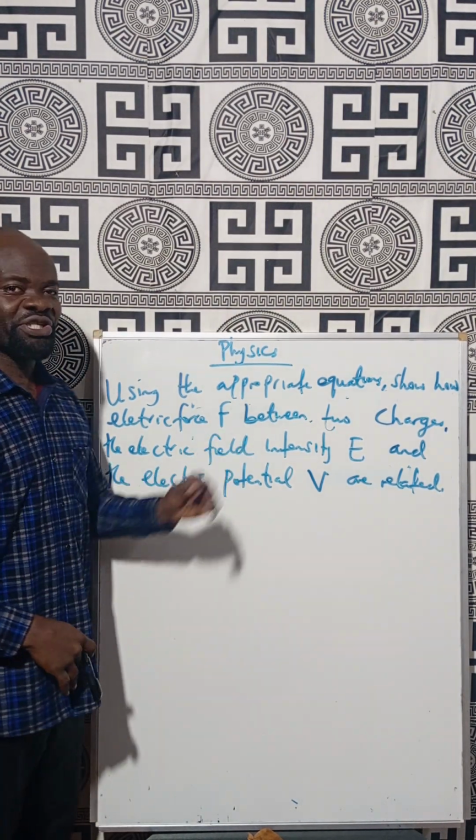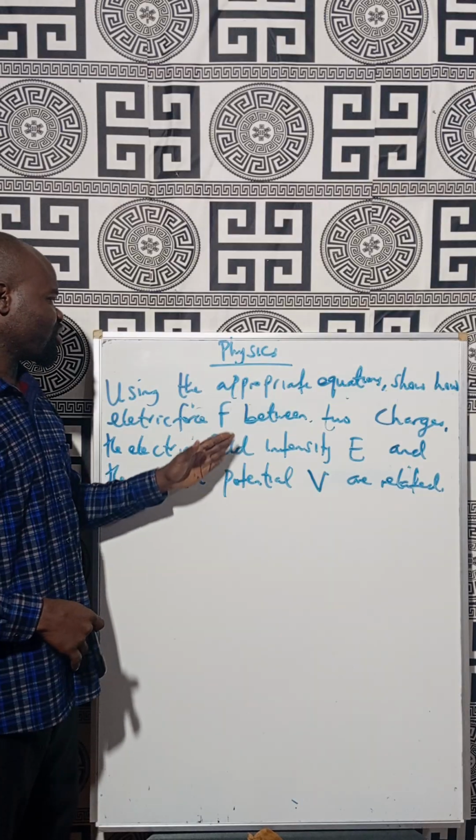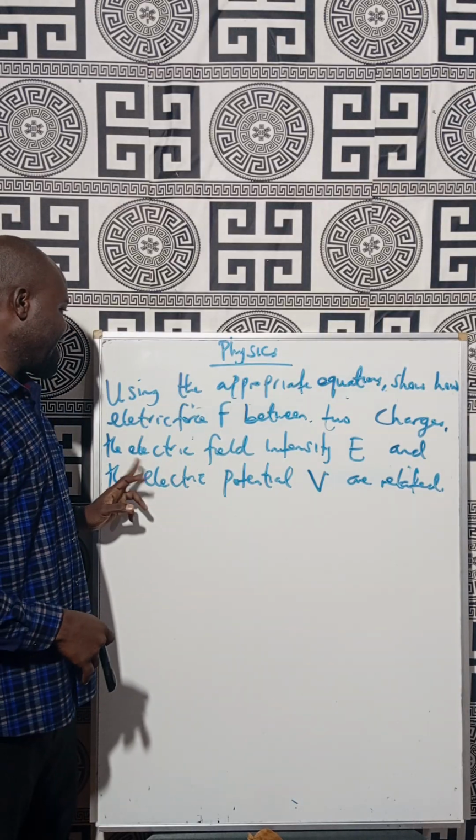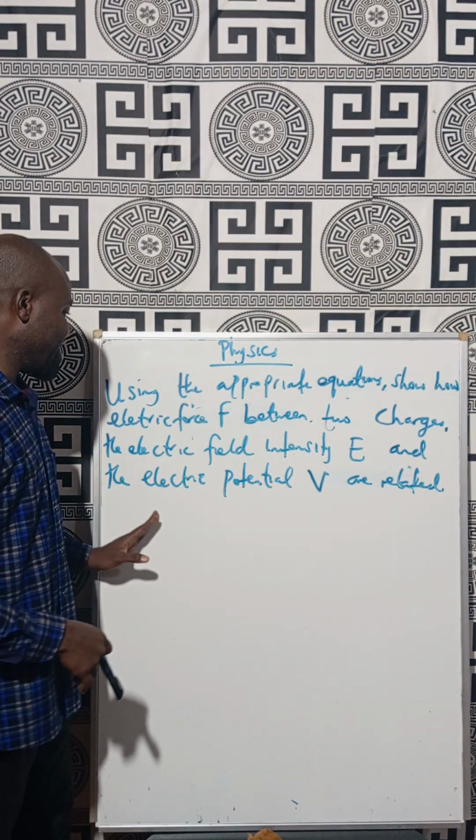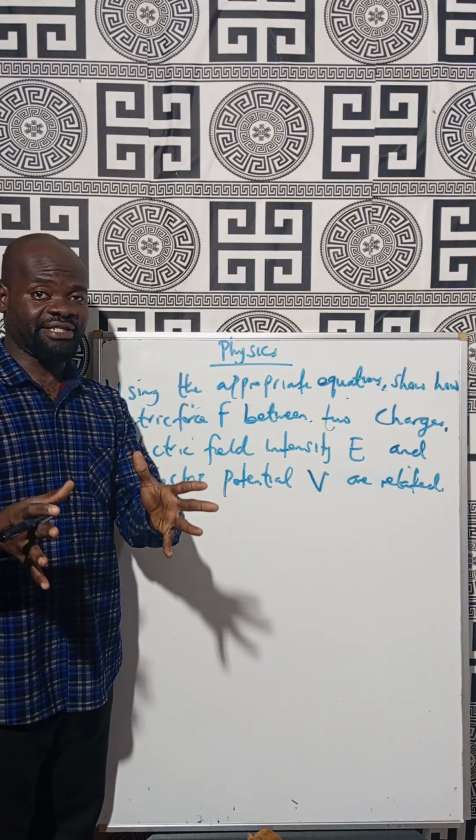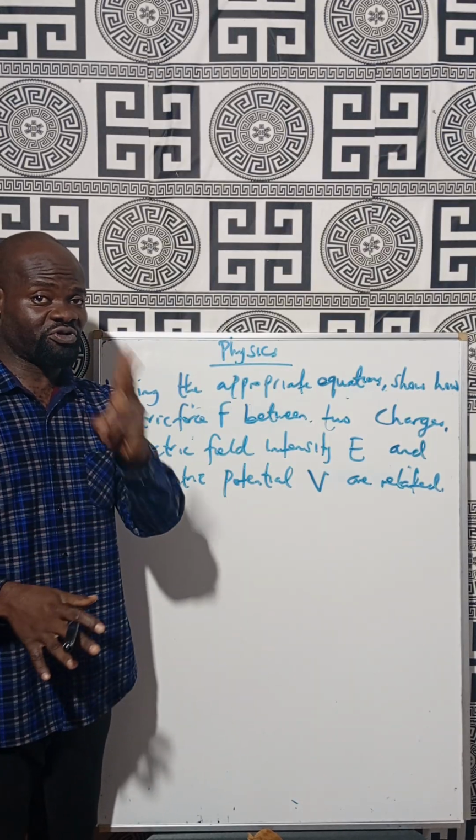Using the appropriate equation, show how electric force between two charges, the electric field intensity, and the electric potential are related. Very simple, and so we have two things there.